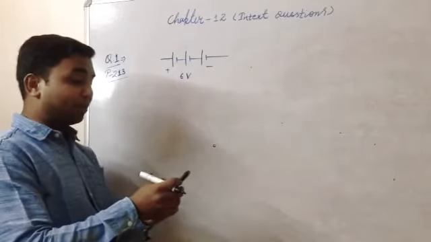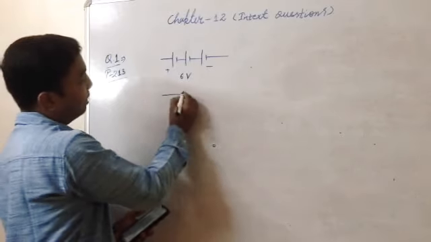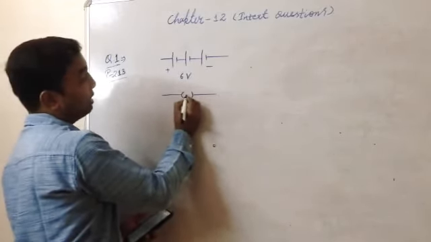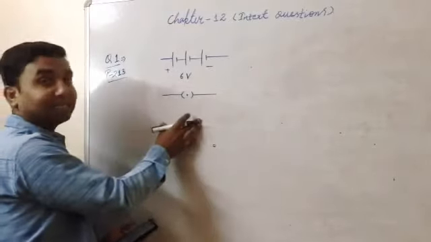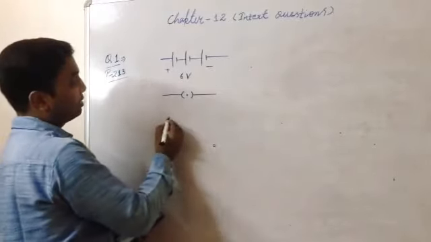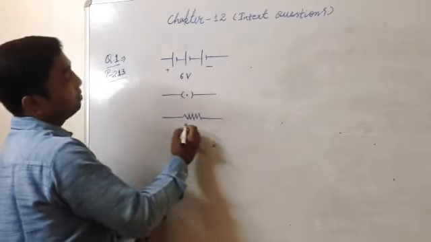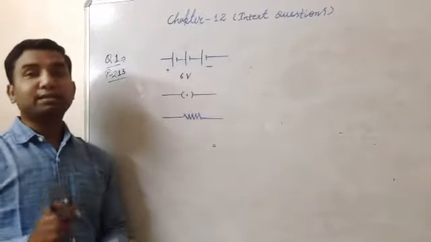3 resistors are given, and a plug key. Now this is the symbol of a plug key. This is an open plug key and that's a closed plug key. Now what else is there? 3 resistors. We already know the symbol of a resistor, that's the symbol of a resistor. So all these things we have to connect in series.